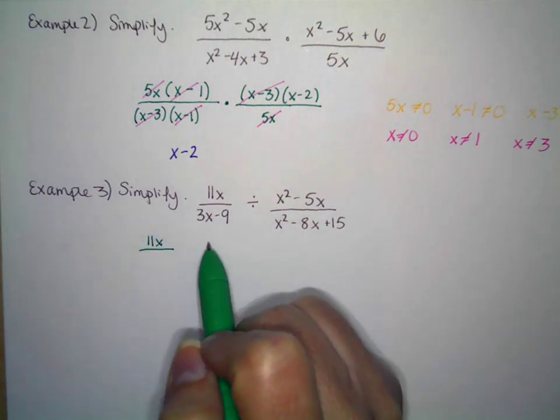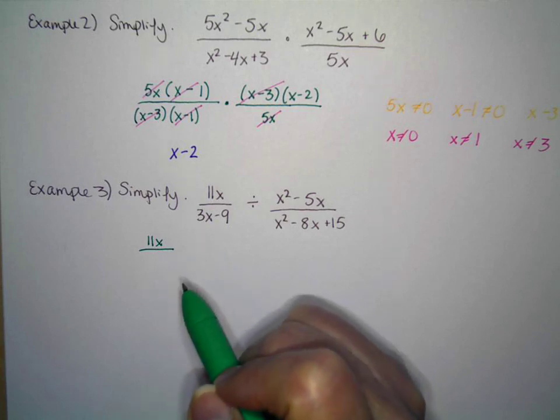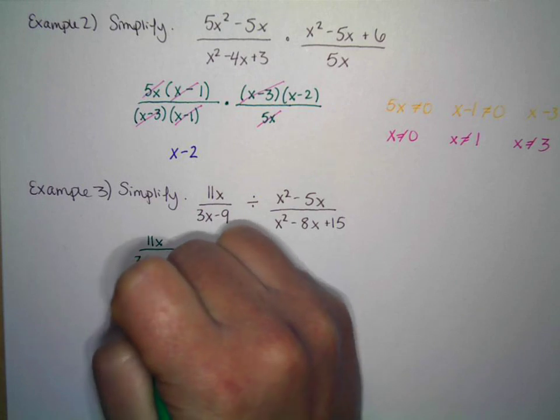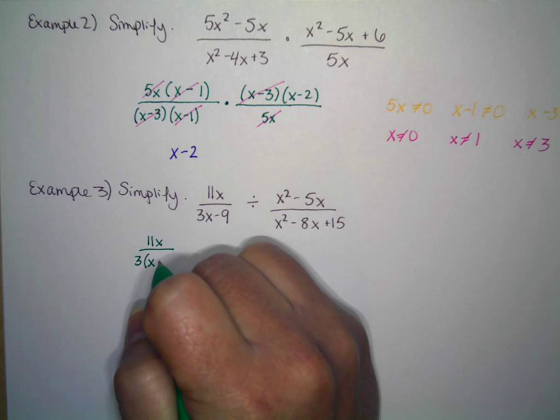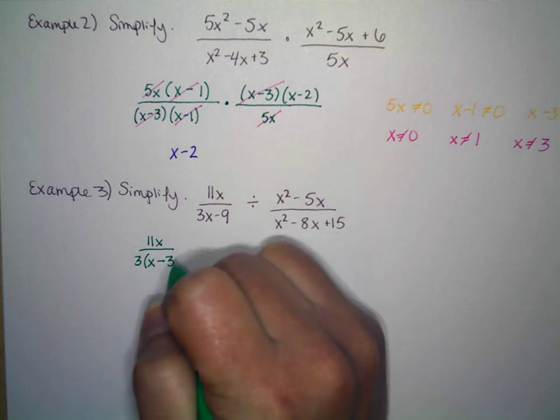If we look at the denominator of that first fraction, 3x minus 9, I notice that they have a common factor. 3 goes into both those terms. So let's factor out the 3. What do we multiply 3 by to get 3x? Well, that would be x. Minus, what do you multiply 3 by to get 9? That'd be 3.